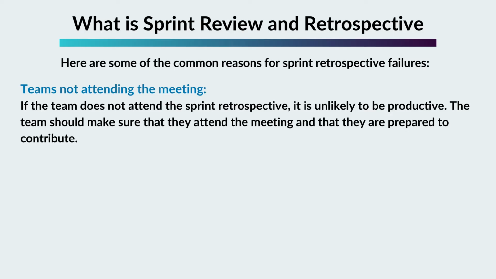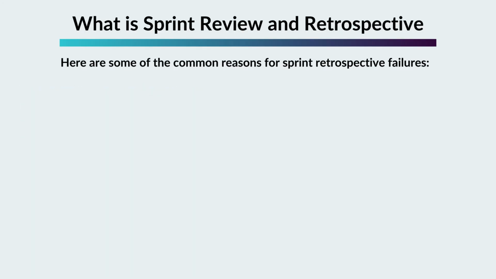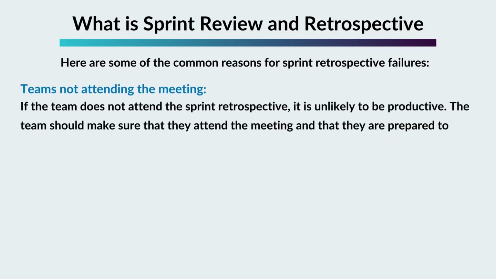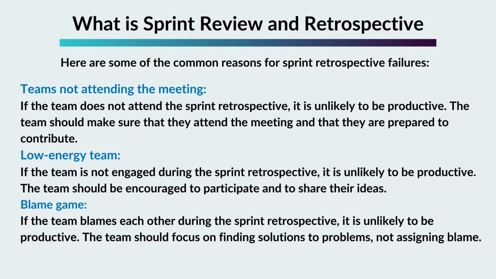Low energy team. If the team is not engaged during the sprint retrospective, it is unlikely to be productive. The team should be encouraged to participate and to share their ideas. Blame game. If the team blames each other during the sprint retrospective, it is unlikely to be productive. The team should focus on finding solutions to problems, not assigning blame.